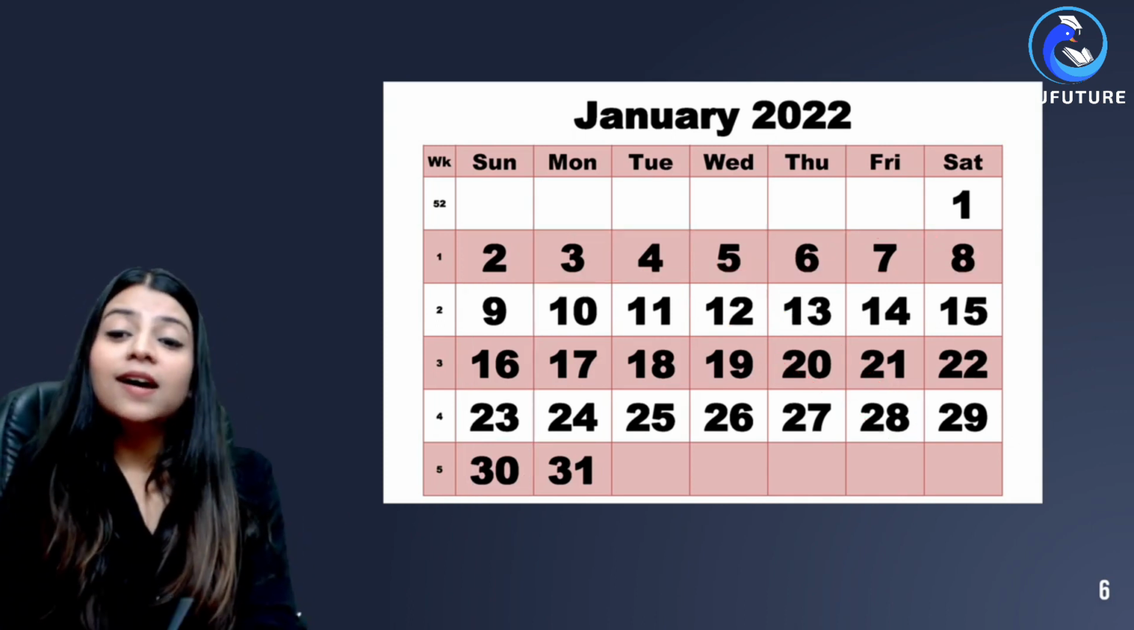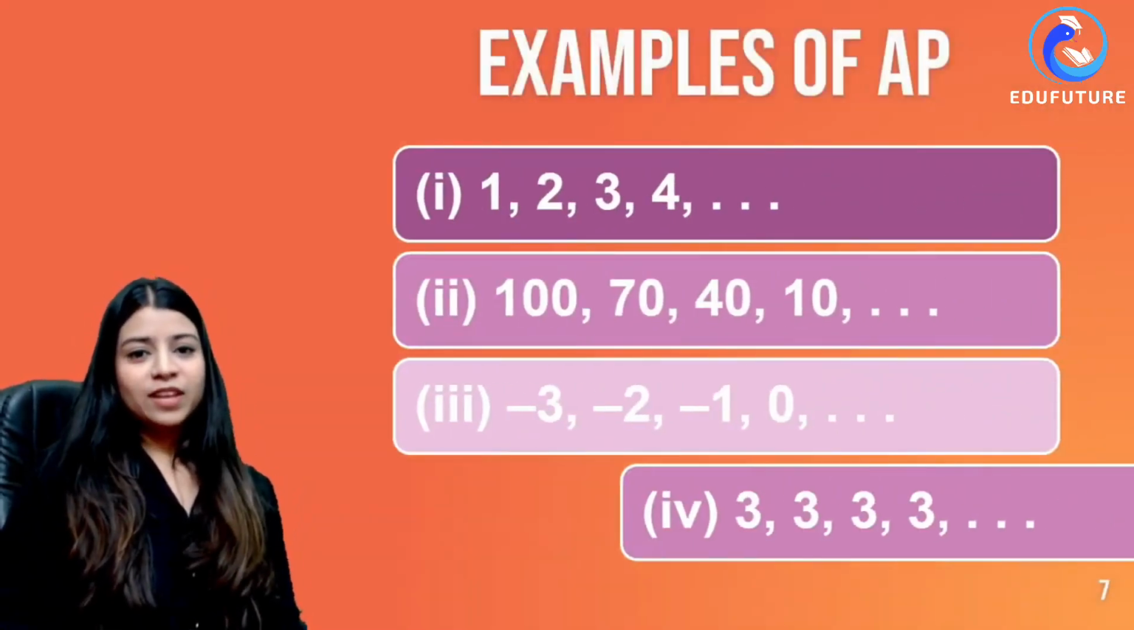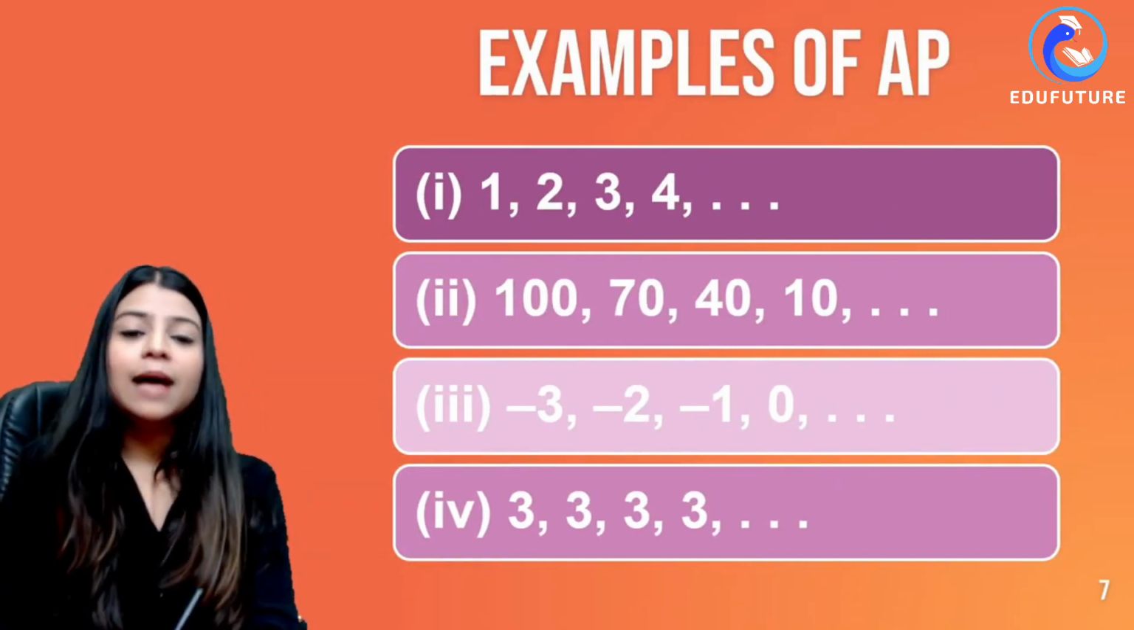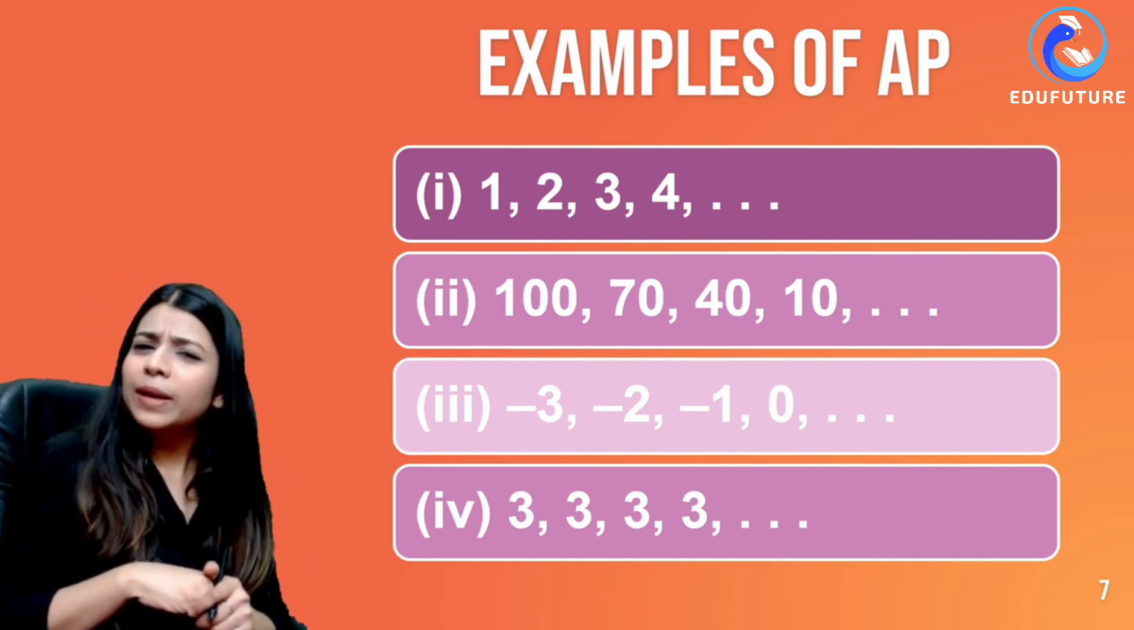Now let us see the book examples of your AP. For the very first example, if I see here, does this form our AP?